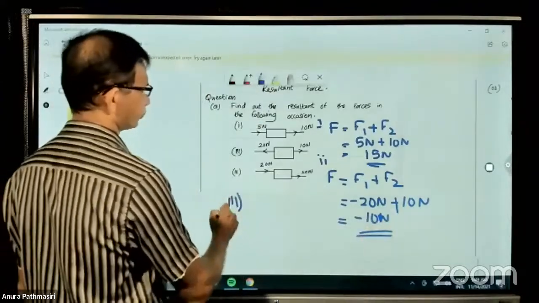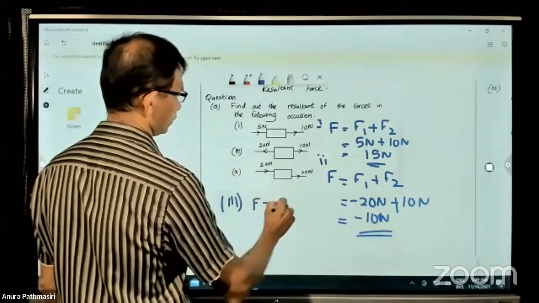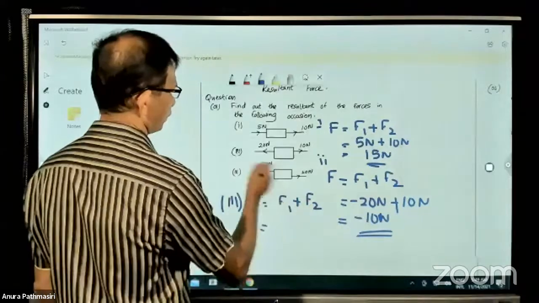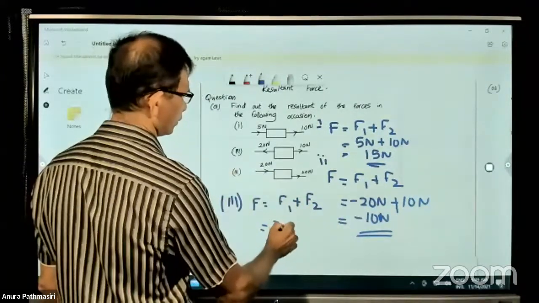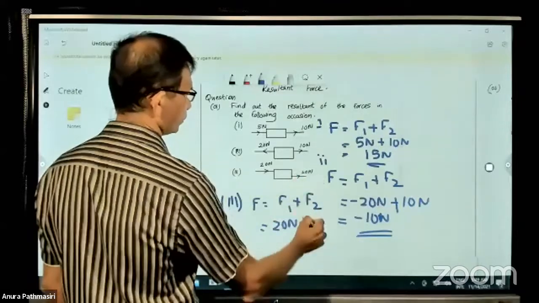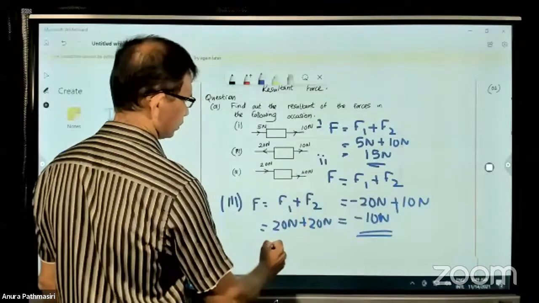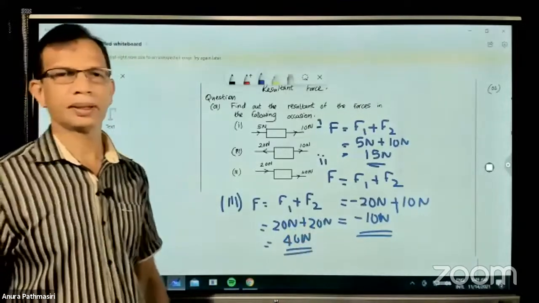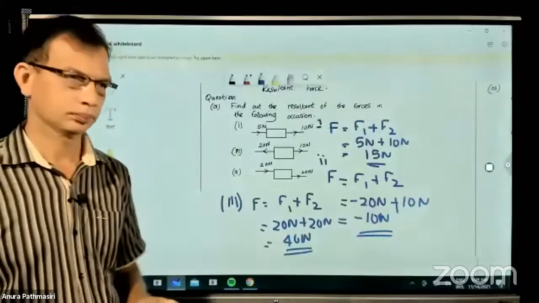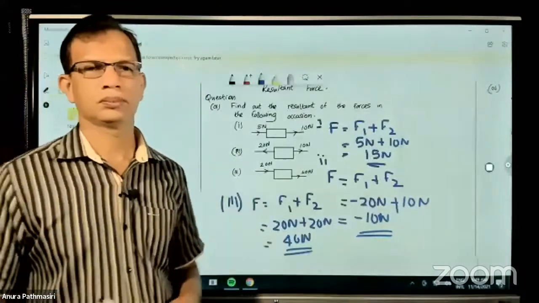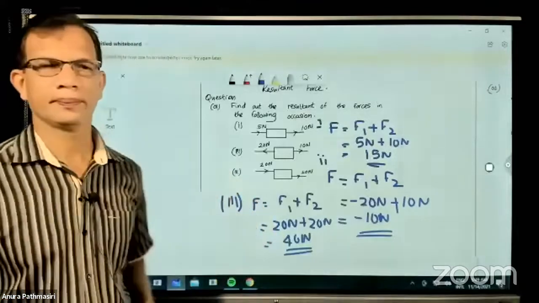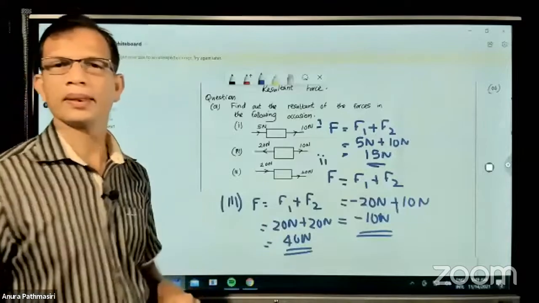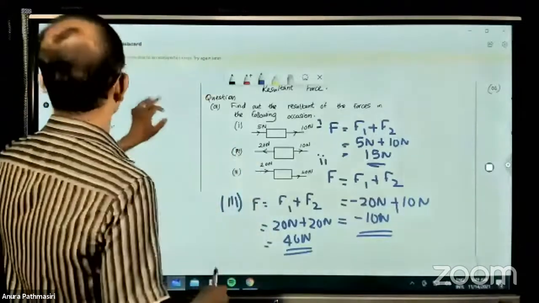Third one. F equal F1 plus F2. F1 is 20 Newton, F2 is 20 Newton. So it's 40 Newton. Clear? Good? Yes, sir. And move into the other one.